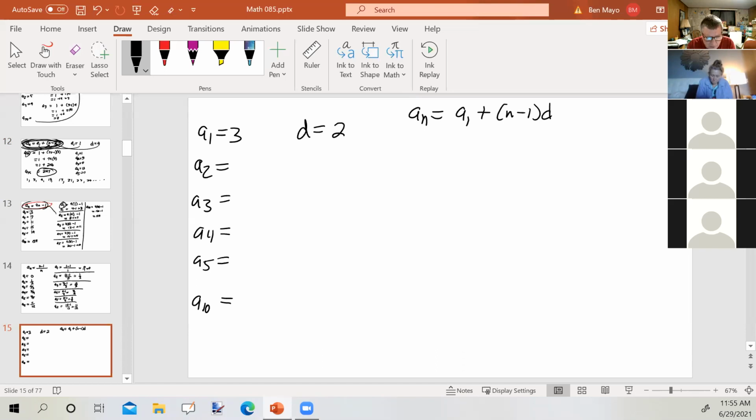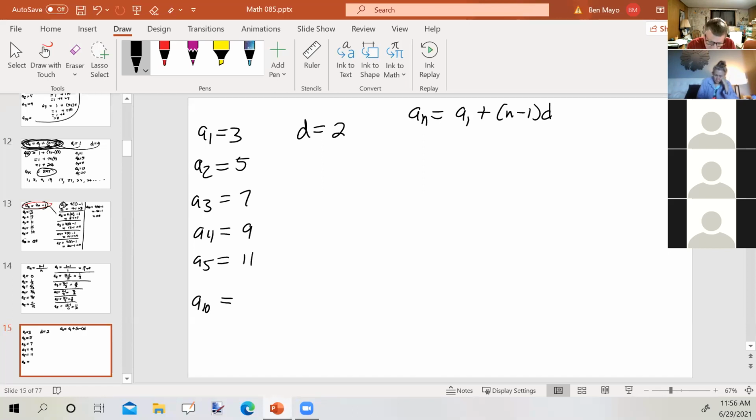So it's an arithmetic sequence. They've given us the first term and the common difference. They want the first 5 terms and then the 10th term. Any questions yet? All right. To find the first 5 terms, since I know the common difference, that's going to be quite easy. Each term is 2 more than the previous term. So 3 plus 2 is 5, plus 2 is 7, plus 2 is 9, plus 2 is 11.